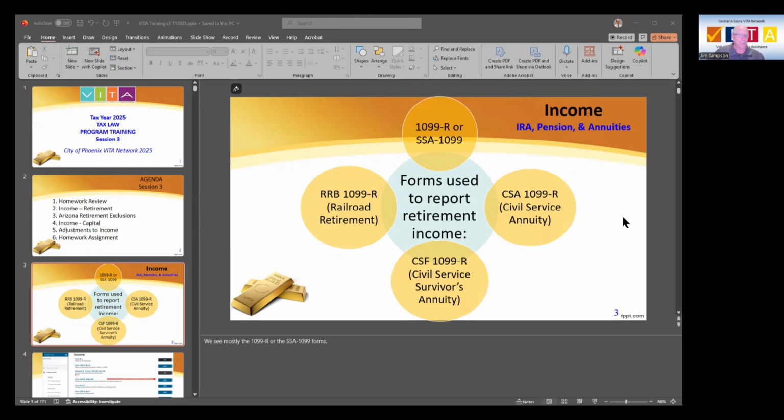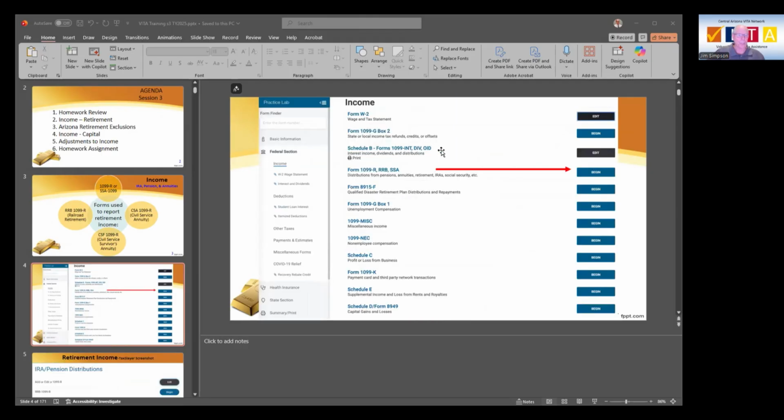Now, here's the good news. In my 35 years of working taxes, I don't think I've ever seen a railroad retirement form or a civil service annuity or a civil service survivor's annuity. They do exist, and there are ways to input them into TaxSlayer, but our focus today is going to be on 1099-Rs and SSA 1099s. These are the forms that Social Security is reported on, and we see lots of these. So that's where our focus is going to be today.